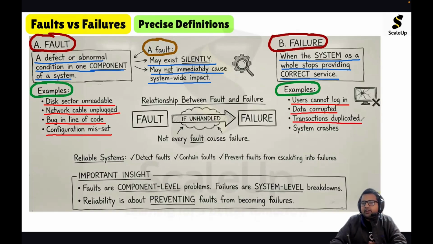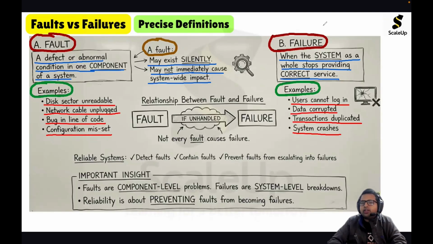Transactions duplicated. If transactions get duplicated, it will lead to system failure because many components at the same time will get affected. And if the system crashes as a whole, then it's a failure. It's very clear that all these examples are stopping the system from providing correct services, and hence they are examples of failure.